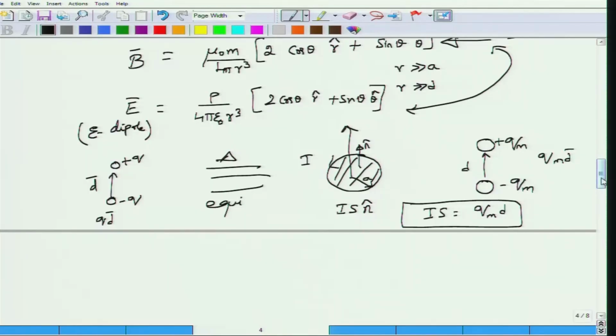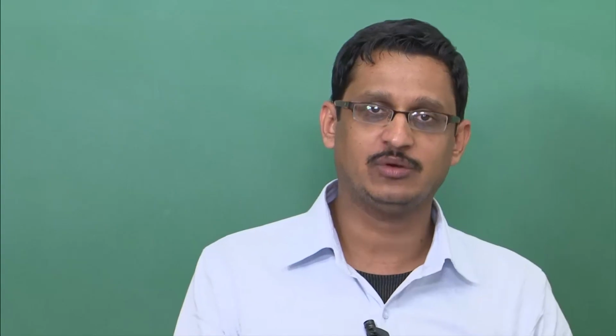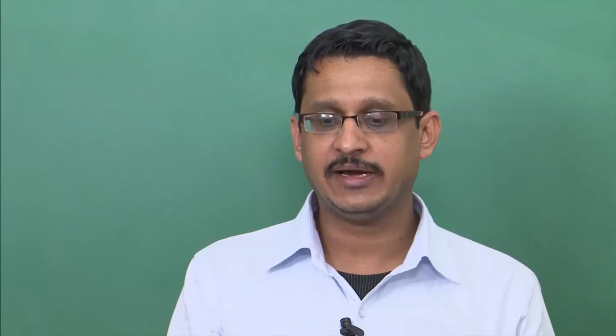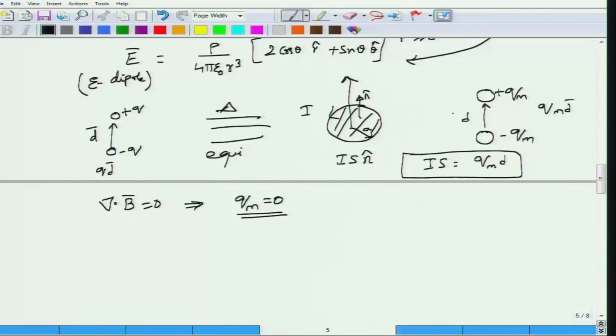Of course, in one of the last modules, we showed that del dot B is equal to 0, which implies that Qm must be equal to 0. That is, there are no magnetic charges or magnetic poles that you can isolate separately. However, this point of view, as I said in that last module, is extremely important in the sense that it gives you an idea of modeling magnetic matter.